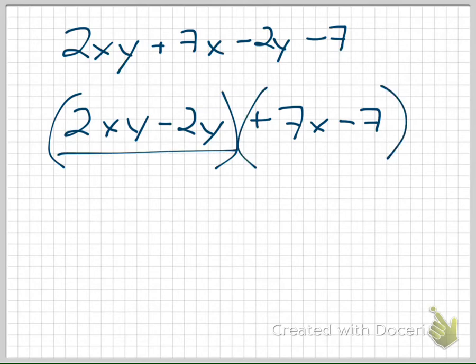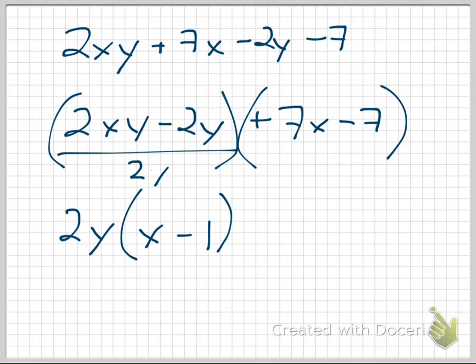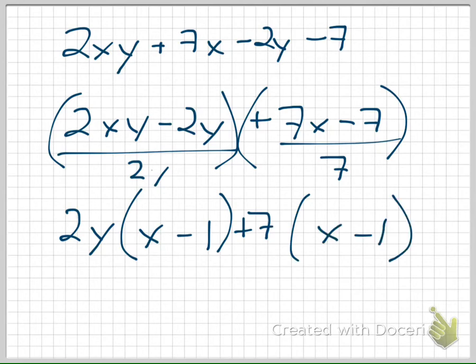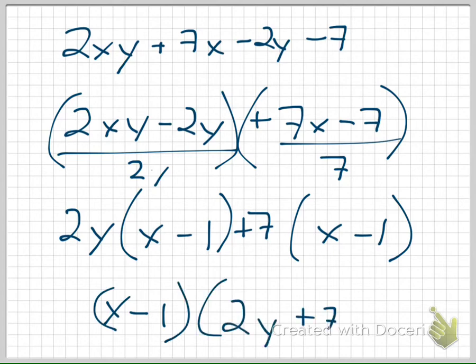What can I pull out of here? x minus 1, right? And then what can I pull out of here? Plus 7 times x minus 1. So what am I pulling out now? Guess what your answer ends up being? Identical. Identical.